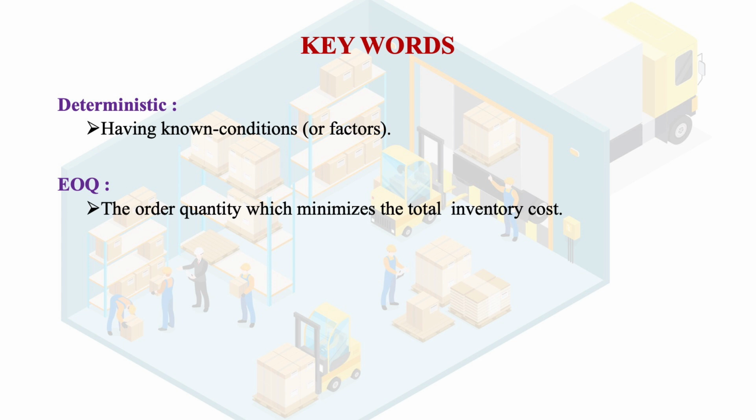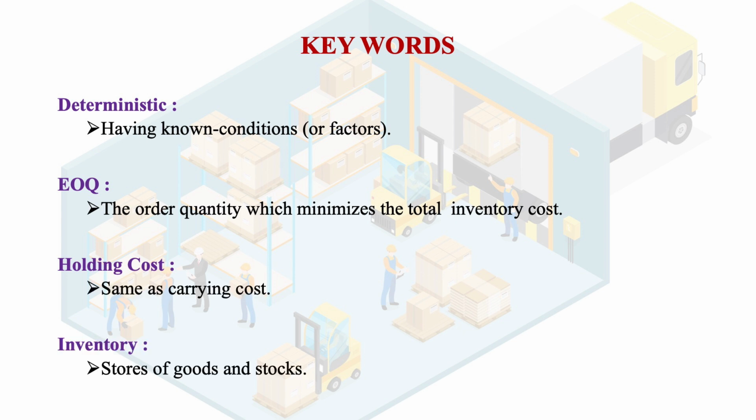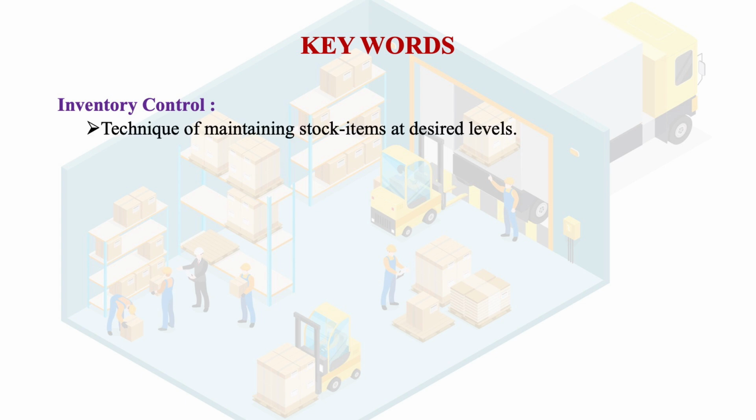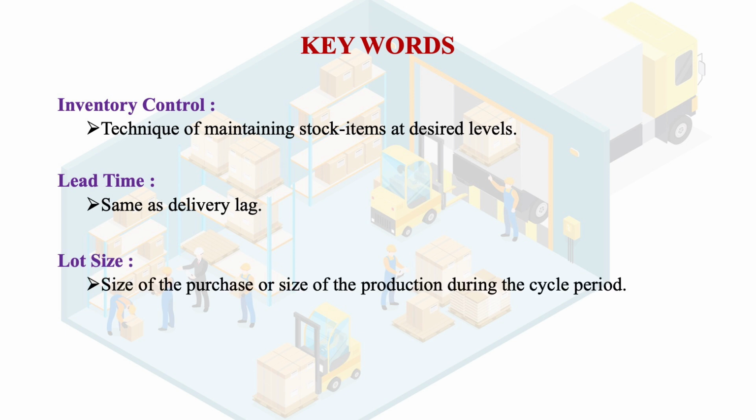I am repeating that one so that it comes to your memory very fast. Holding cost is the same as carrying cost. Inventory means a stock of goods. Inventory control is the technique of maintaining the stock items at the desired level. Lead time is the same as delivery lag. Lot size is the size of the purchase or the production during the cycle period.